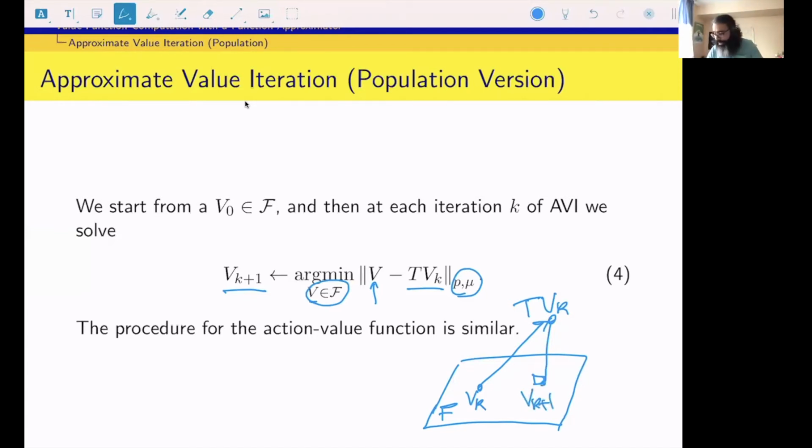And then I may apply this again. I get T Vk plus 1, which again might be outside that space. And then I compute Vk plus 2 here. So at each step of this procedure, we are solving an optimization problem. And the solution of the previous optimization problem would be the value function that we now apply the Bellman operator to. Is this clear?